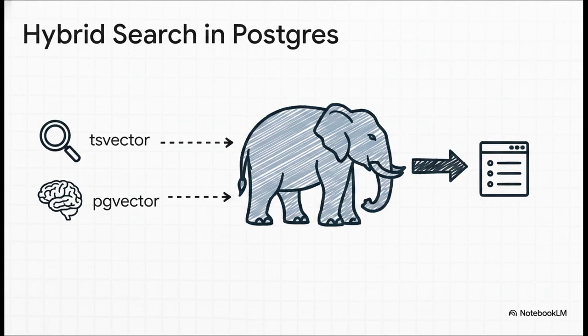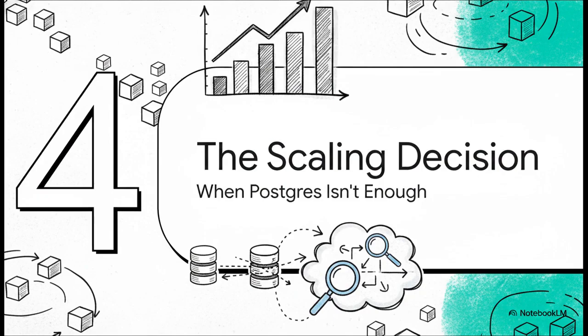How cool is that? But okay, let's be real. No single tool is a silver bullet, right? Postgres is amazing, but it does have its limits. So now we need to talk about the scaling decision. How do you know when it's time to graduate from Postgres to a dedicated, specialized search tool?